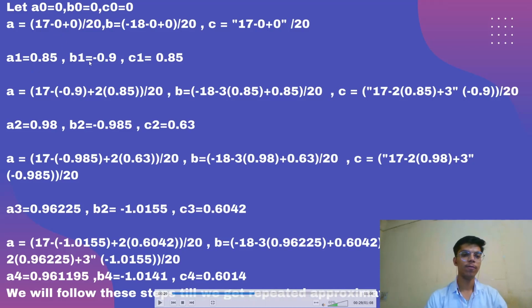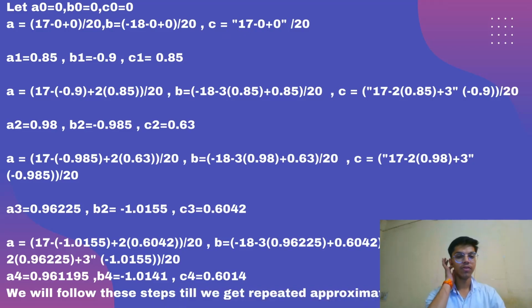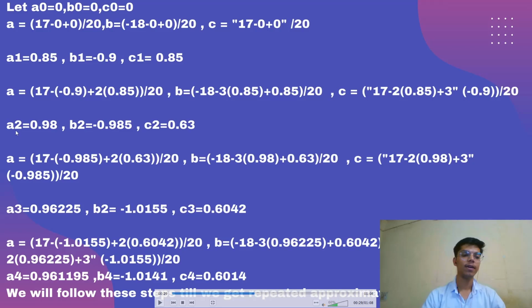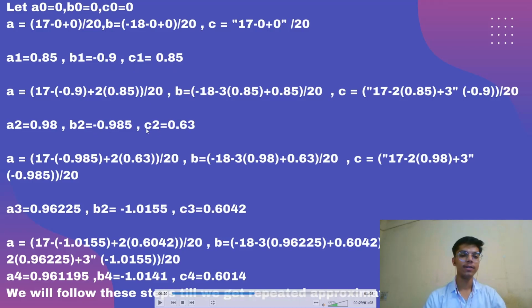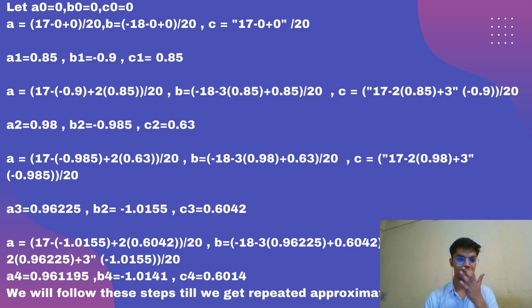Now for finding the value of b1, we will put a0 equal to 0 and c0 equal to 0 in the formula, thus we will get the value of b1. And for finding c1, we will put the values of a and b as 0, so we will get the value of c1. Now for finding the value of a2, we will put b1 and c1 in the formula, so we will get the value of a2. For finding the value of b2, we will put the values of a1 and c1, and for finding c2, we will put the values of a1 and b1, so we will get c2.